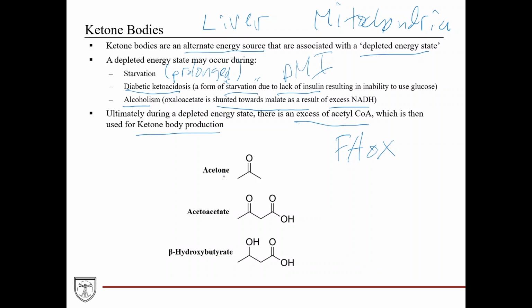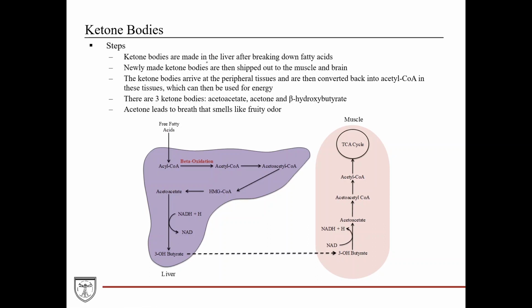Now there are 3 ketones, and here they are: acetone, acetoacetate, and beta-hydroxybutyrate. As we said, ketone bodies are made in the liver, and this is after breaking down fatty acids, typically. The way you can remember that ketone body synthesis happens in the mitochondria is that beta-oxidation of fatty acids also occurs in the mitochondria. So we show this here where fatty acids get converted into acyl-CoA, undergo beta-oxidation, and give you acetyl-CoA. I want to point out that another minor source of acetyl-CoA for ketone body production is amino acid breakdown.